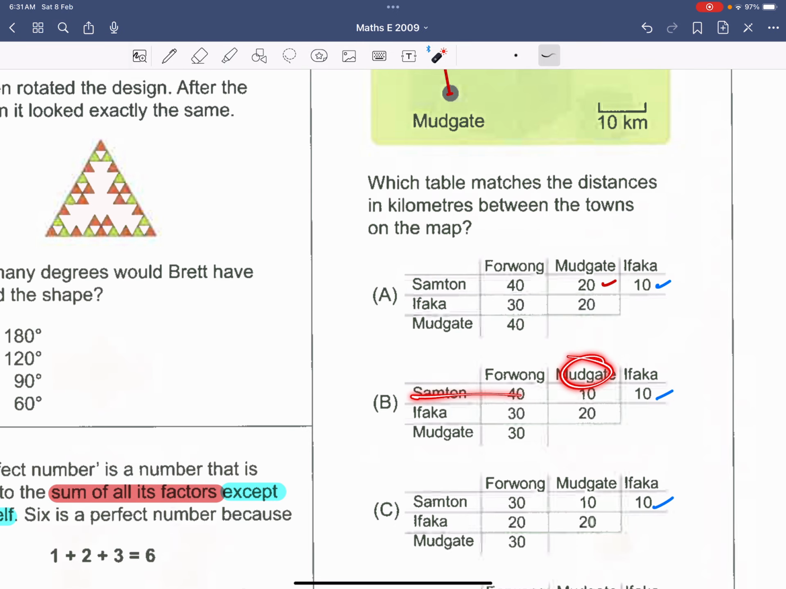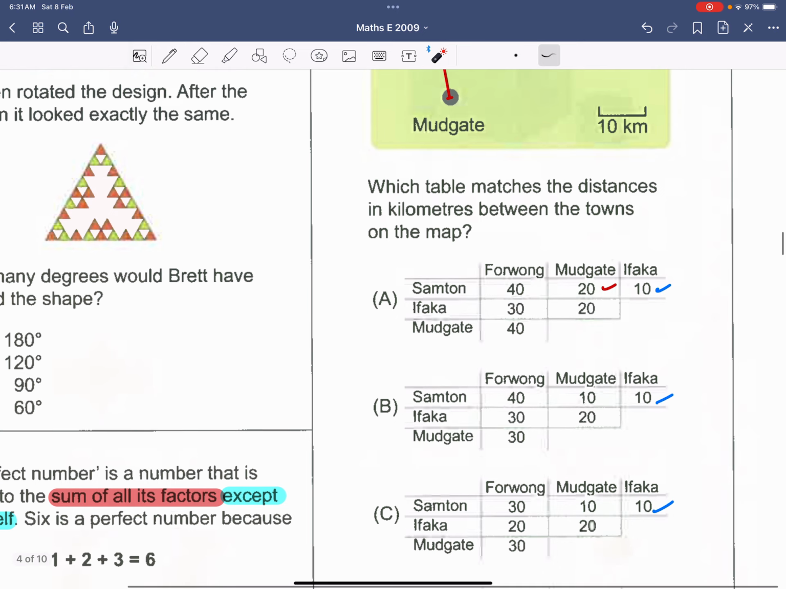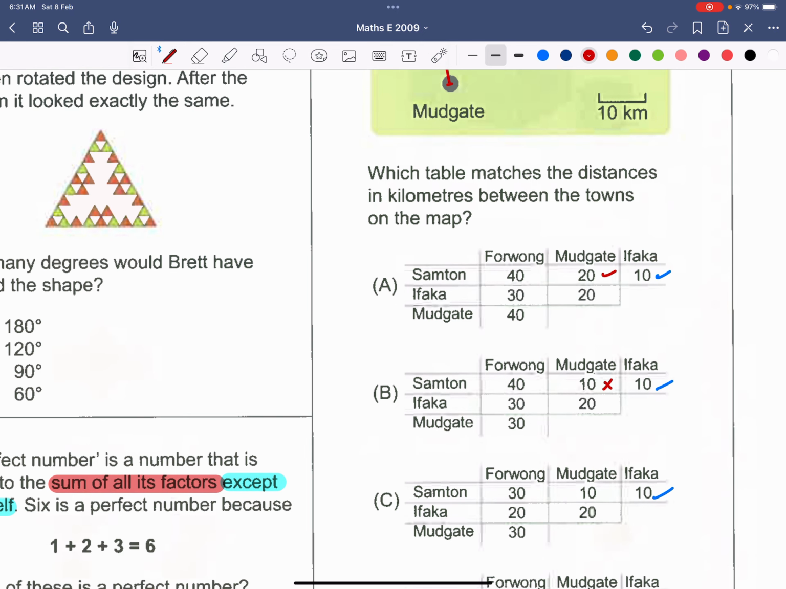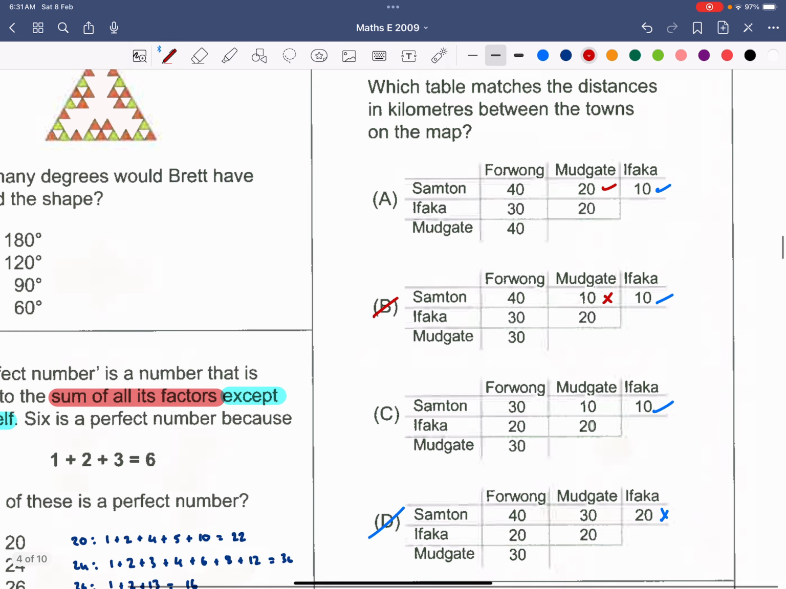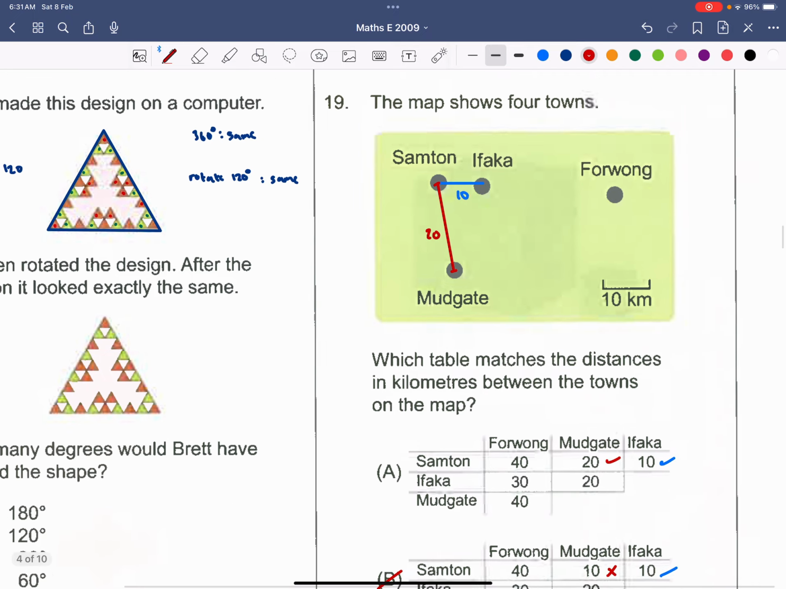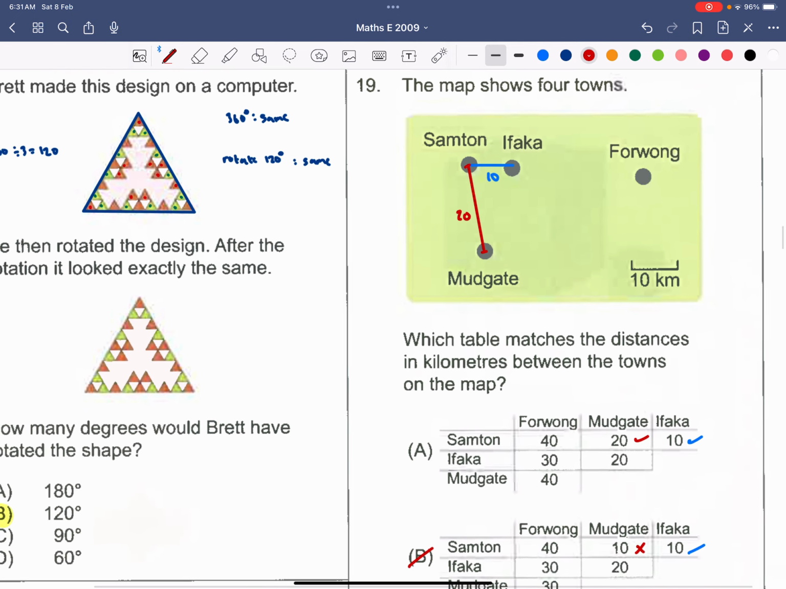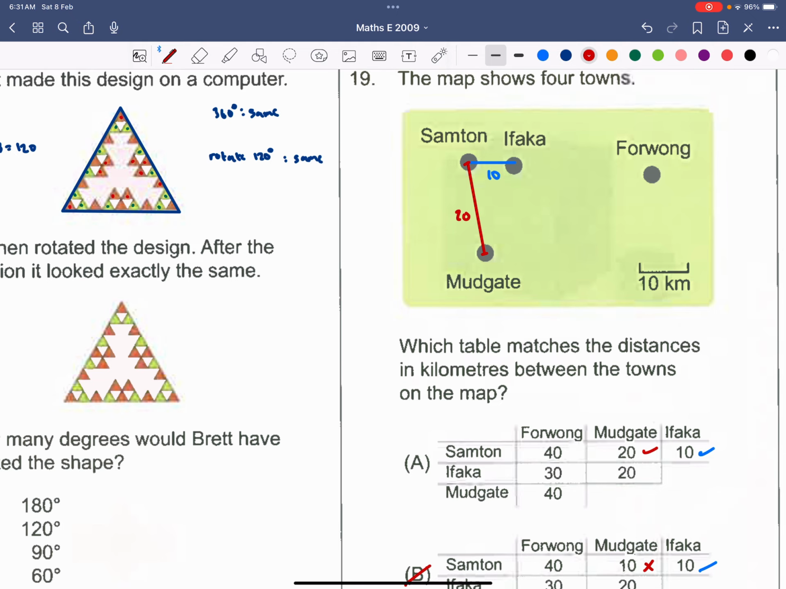This one says Samton to Mudgate is 10. That's definitely wrong. That's clearly not 10, guys. So Samton to Mudgate, 10, wrong. And this one also says Samton to Mudgate, 10, wrong. So you already have the answer. You have to be sensible in these. If it's a multiple choice question and you've eliminated all the other wrong options, it has to be that. So the answer is A.